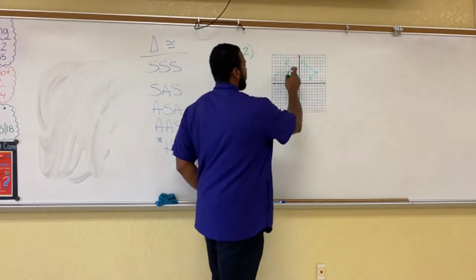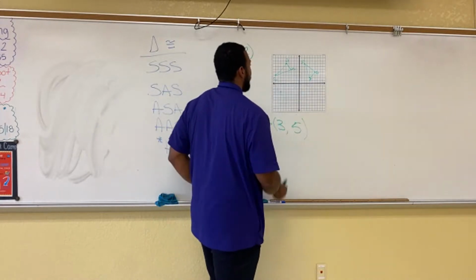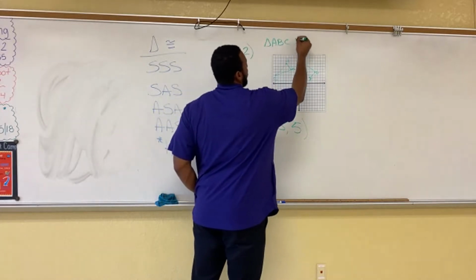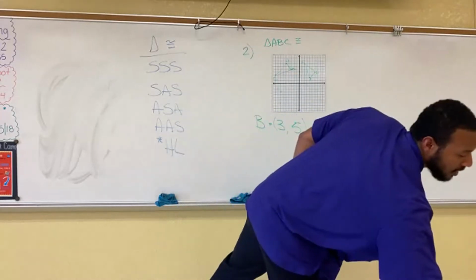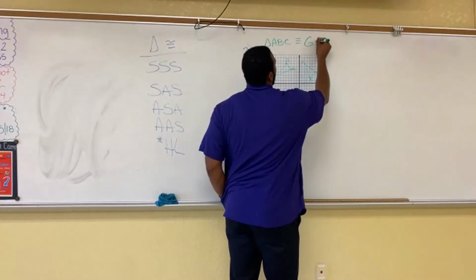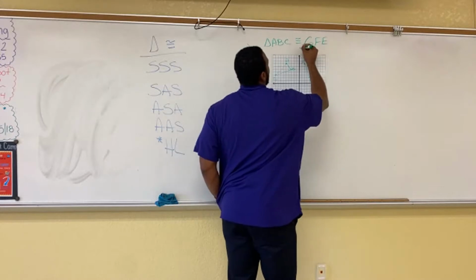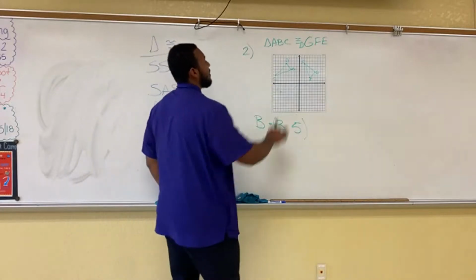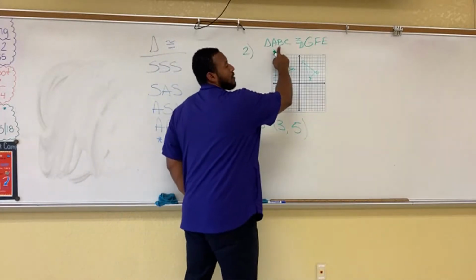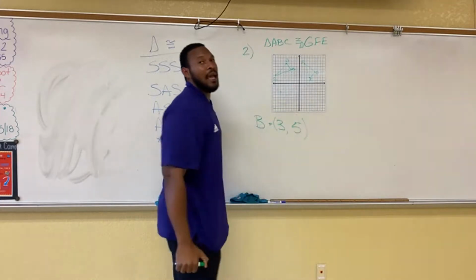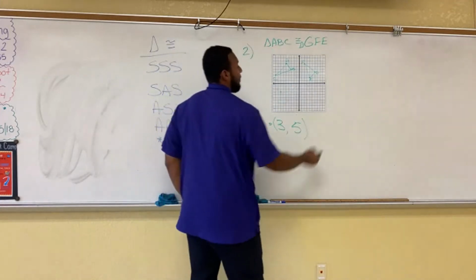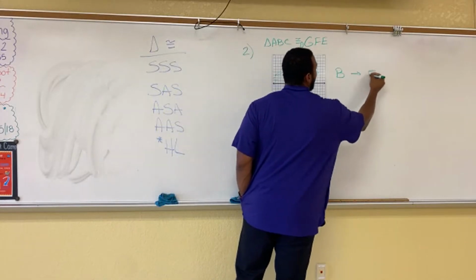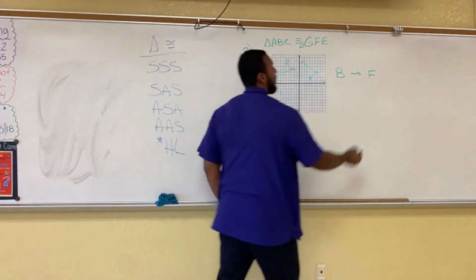Okay. So now, when we're thinking about this, we're thinking about our triangle. They're saying triangle ABC should be congruent to, I just want to make sure I'm right here, GFE. Okay? They're saying these two triangles are congruent. So what does that also mean here? That means B corresponds with F. B and F correspond with each other.